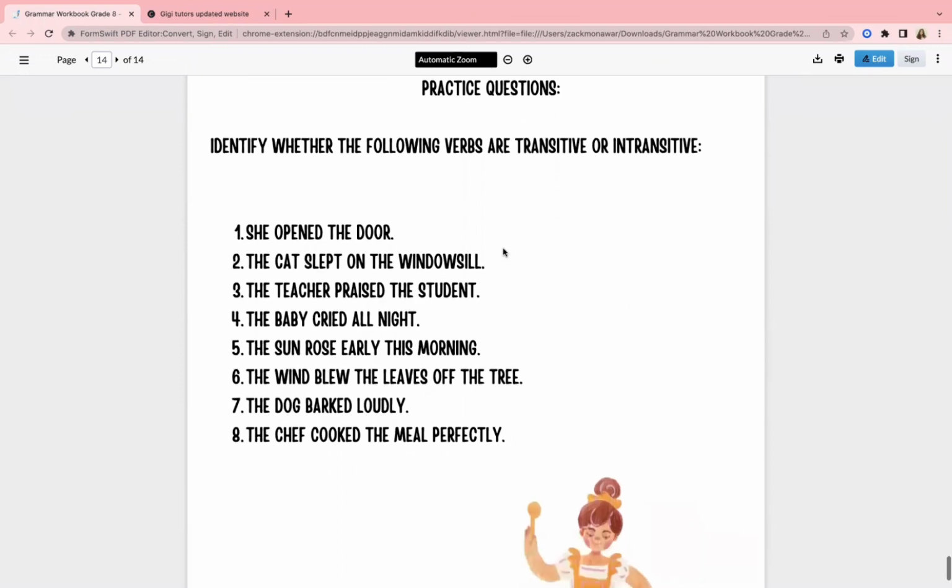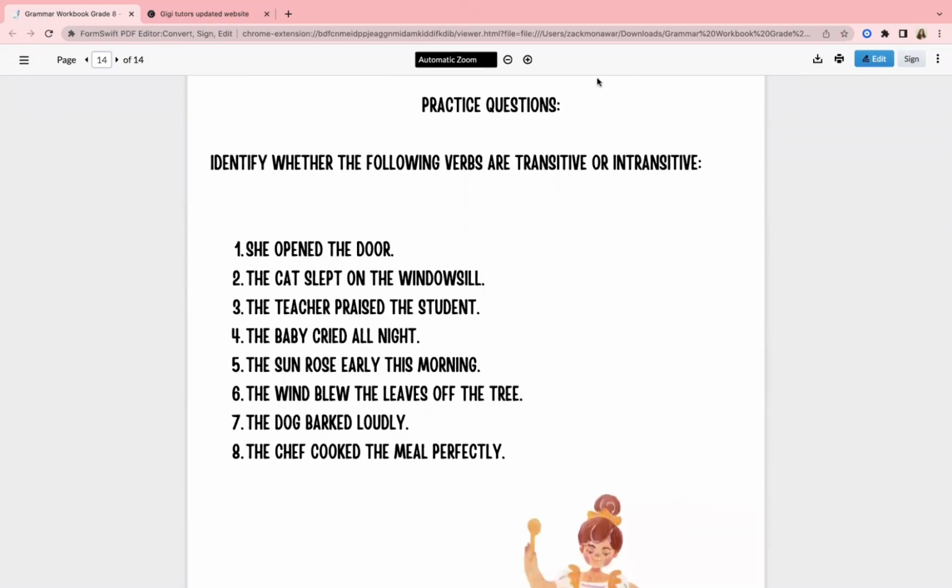Okay, let's do our practice questions. Again, pause and do them on your own if you'd like, but we're going to go over them together first. So we're going to identify if the following verbs are transitive or intransitive here today. And I'm going to put a T for transitive and an I for intransitive. So for number 1, opened what? The door. So this is transitive.